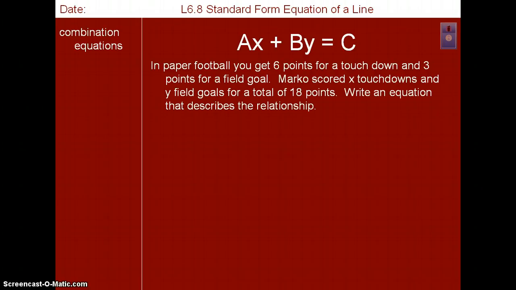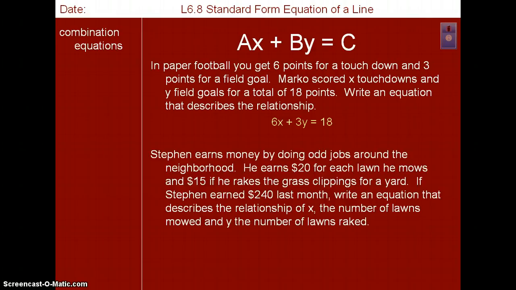Our job is to write an equation that describes the relationship. So we've got some combination of touchdown points and field goal points that adds up to 18. Touchdowns are worth 6 points apiece and field goals are worth 3 points apiece. So we can say 6x, 6 times the number of touchdowns, plus 3y, 3 times the number of field goals, equals 18. Here we have an equation written in standard form.